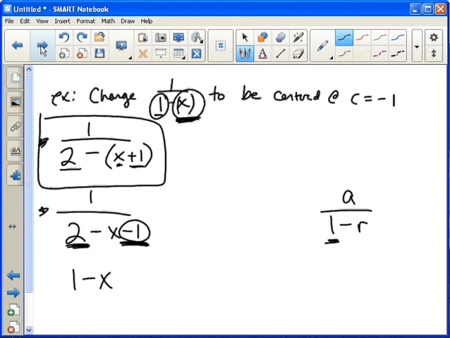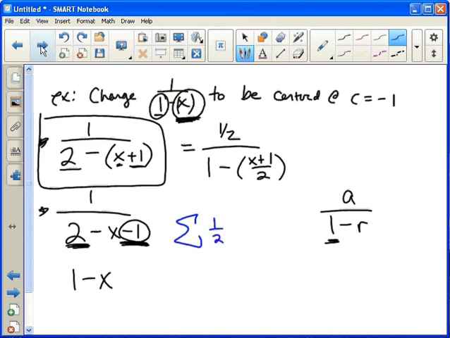So I divide the top by 2 and I get 1/2. Divide 2 by 2 and I get 1. And then divide x plus 1 by 2, and you just leave it written like that. Now I am in the form a over 1 minus r. My a is 1/2, and my r is x plus 1 over 2. So now I can write this as a geometric series, and it will be a times r to the n.